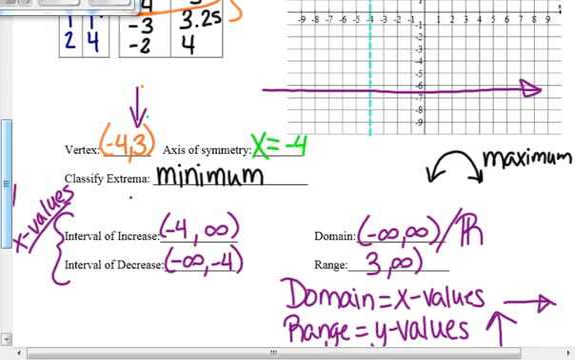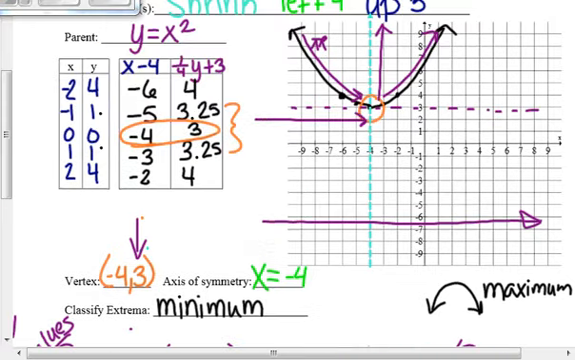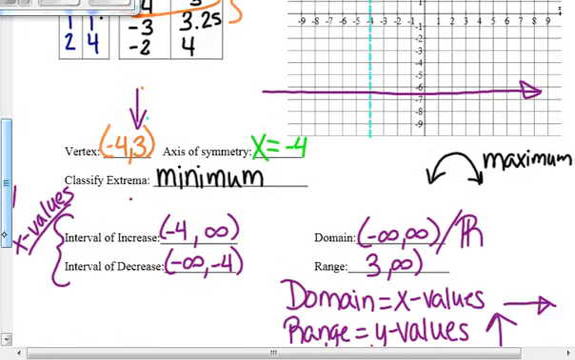Now with range, it's talking about the values of y that are included in our function. When we look at here, 3 is a part of our function, so it's included. Anytime a number is included, it gets a bracket. The reason why infinity is in a parenthesis sign is because we can never reach infinity, so it always gets a parenthesis.